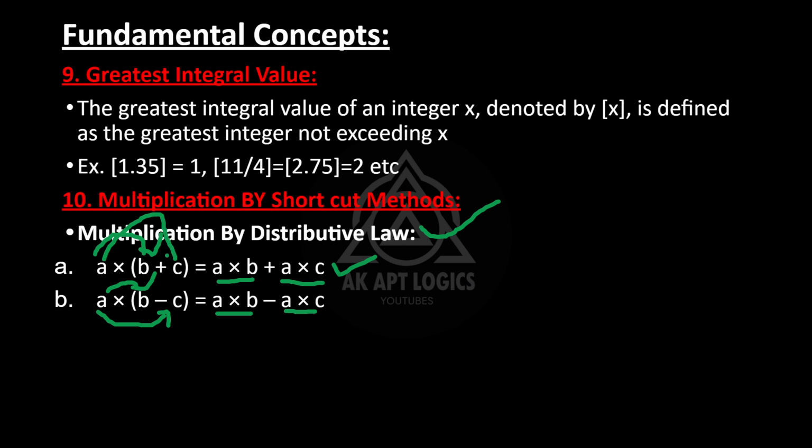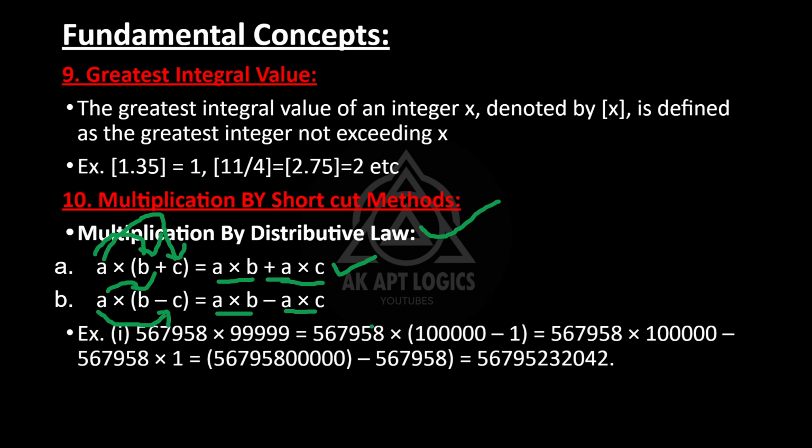In between, the plus symbol is there, right? So the plus symbol itself will remain. Okay, so next let's take an example. We're going to multiply two numbers. One is 567,958, the other is 5 nines, that is 99999. So you have to think in a very logical way. Here is the 5 nines, right? So you have to write it like this: one followed by 5 zeros, minus one.